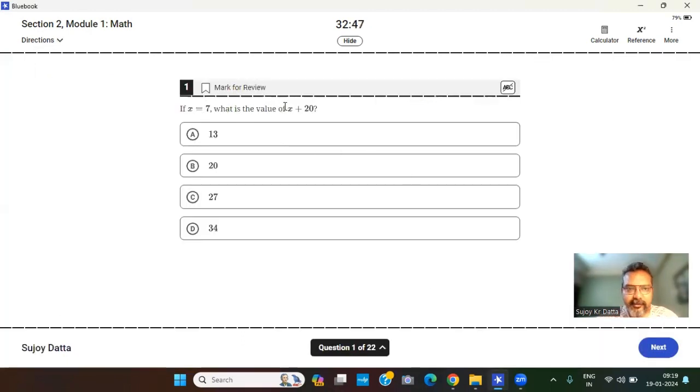All right. So the first one is pretty simple. Here it is saying if x is 7, what is the value of x plus 20? So that's obviously 27.